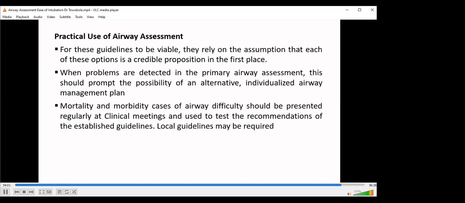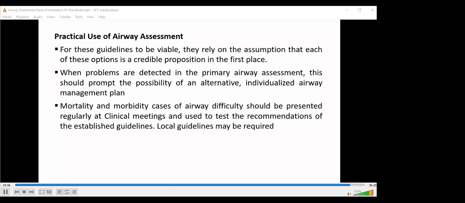When problems are detected in the primary airway assessment, this should prompt the possibility of an alternative individualized airway management plan. For example, if a patient with a severely restricted mouth opening develops an airway complication on induction of anesthesia, the use of a supraglottic airway device, although recommended in the guideline, is not actually a feasible rescue strategy because it would not be possible to introduce this device into the mouth.